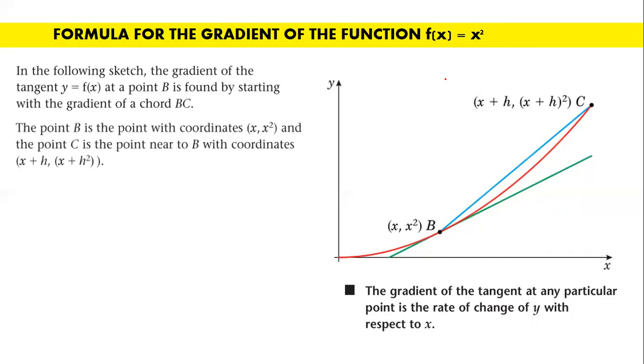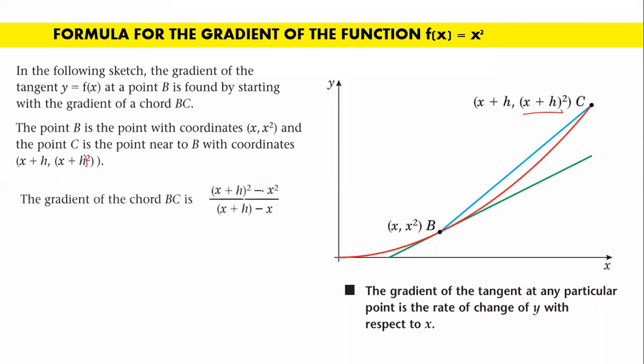The point B is the point with coordinates x, x squared according to our function, and the point C is the point near to B with the coordinates x plus h, (x plus h) squared. Here the square should be outside the bracket. It is shown correctly in the diagram.